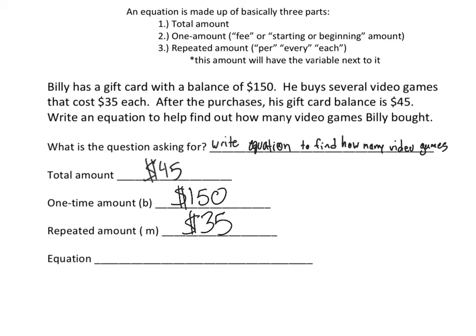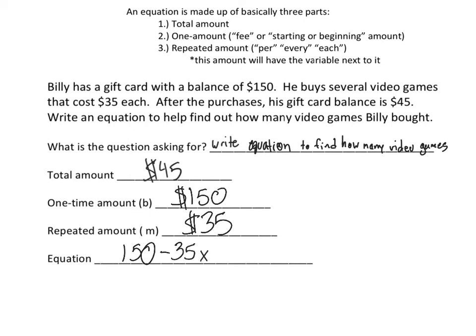So now we need to make our equation. Now we need to think about what's happening. We start with the $150, and each video game he buys, we are going down in money. So I would put the $150 first, and we are going to subtract, because every video game we lose money. That would be the $35.